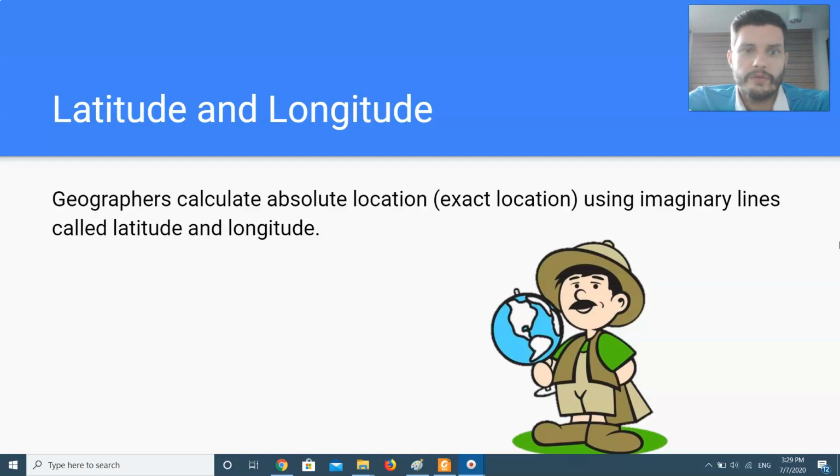Alright, so geographers calculate absolute location, or the exact location of an object, a landform, a body of water, using imaginary lines called latitude and longitude.